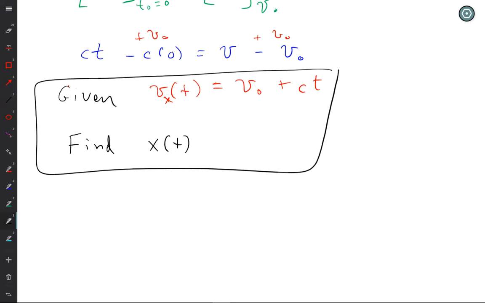Integral. And remember, first you have to separate the variables. So you need to get the DT over here. Oh, just the Vx. Okay. The whole thing.